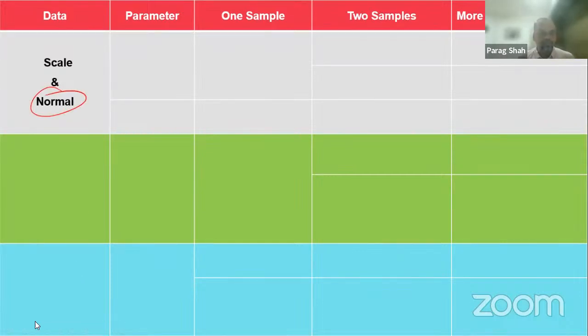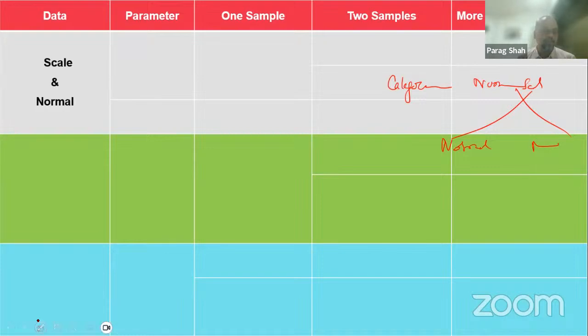So fine. The first thing we need to do is to identify the level of measurement. Is it categorical or is it numeric, that is scale? If it is scale, we need to check whether it is normal or not normal. So I'm starting with the first scenario, that my decision variable is scale and it is normal.